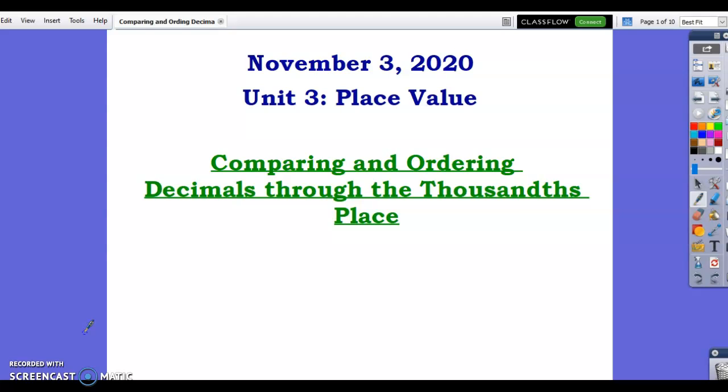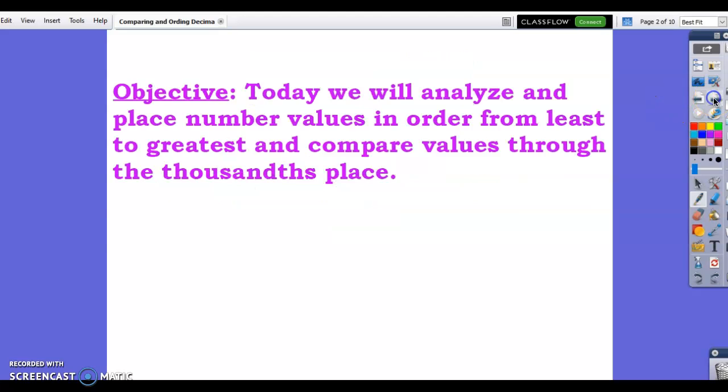In your journal on a new clean page, I want you to write down the green underlined words. It says comparing and ordering decimals through the thousandths place. Pause the video here if you need to do that, and we will continue in just a minute. Again, you don't have to write this part down, but today we will be analyzing place values in order from least to greatest, greatest to least, and comparing values through the thousandths place.